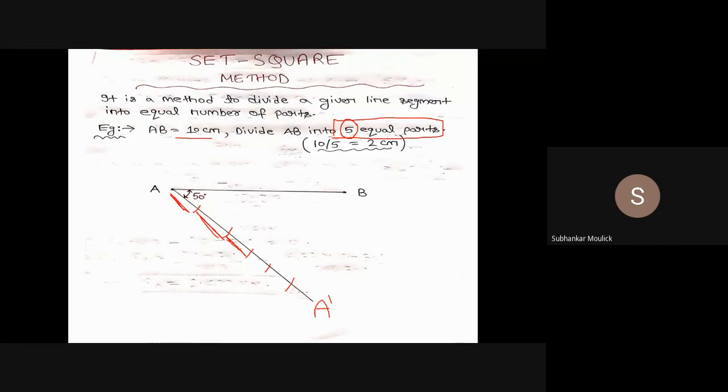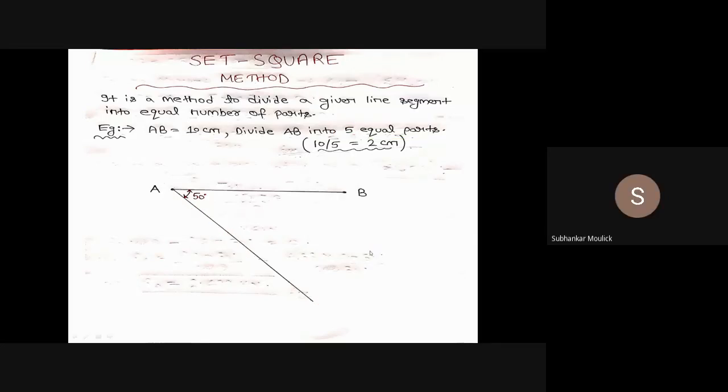But whatever distance you take in your compass while cutting the arcs along the line A dash, that distance should be fixed. How many arcs do you have to cut? You have to cut 5 equal arcs. If you want to divide the given line AB into 12 equal parts, then on this inclined line A dash, you need to cut 12 equal arcs. Is it okay? Yes, sir. Fine.